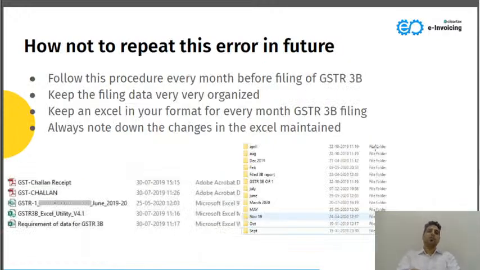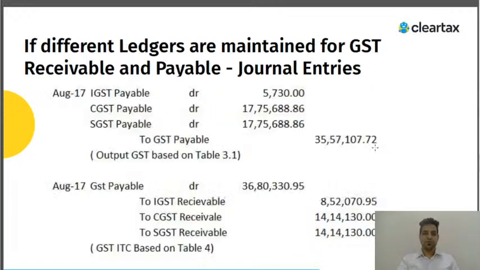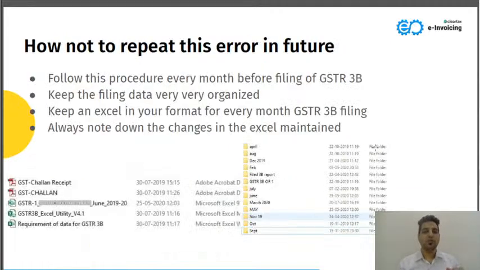So how not to repeat this error in future? By doing this, you will see that for the whole year, by the time you're closing the books of accounts of March, you will know that this is the difference. And how do I report it? That also I've covered in a later slide, which is also very important for how you do not repeat this error in the future. The first thing to take care is follow this procedure every month, before filing of your GSTR-3B.